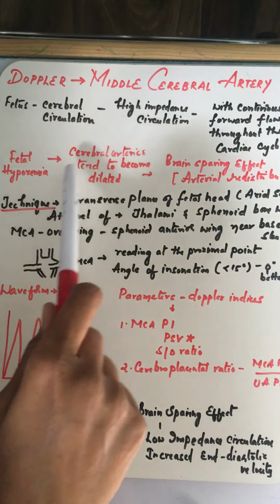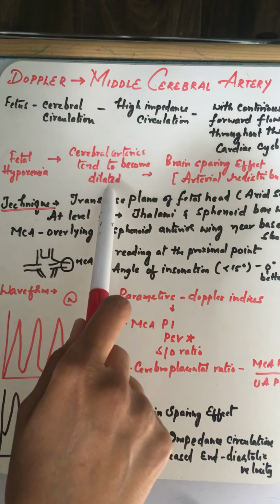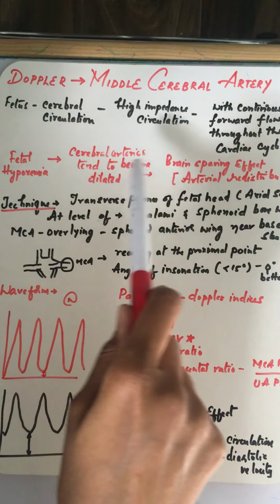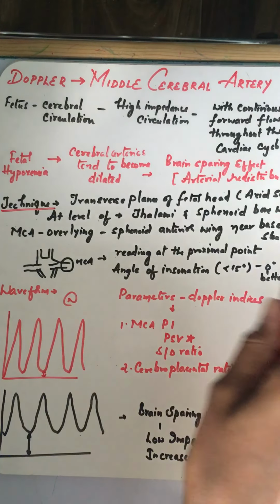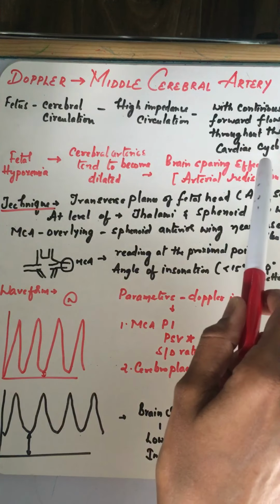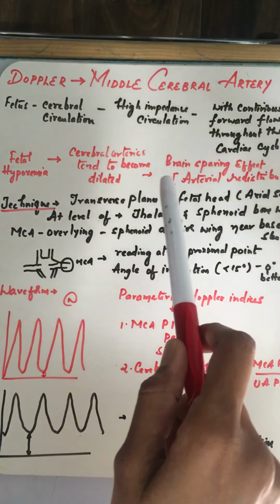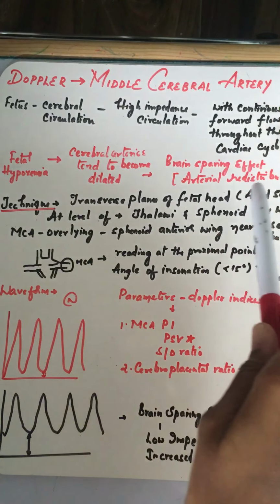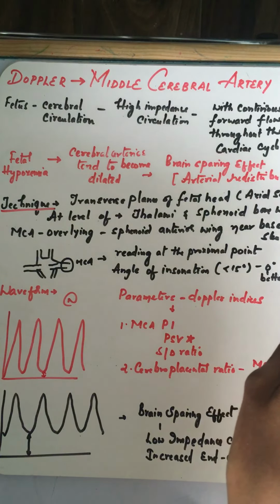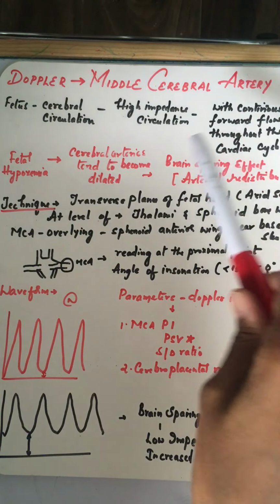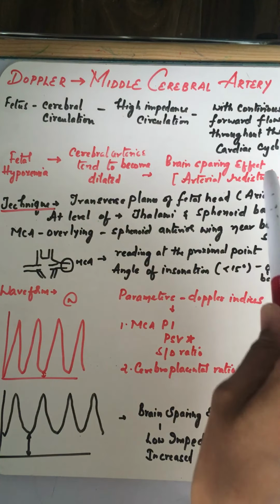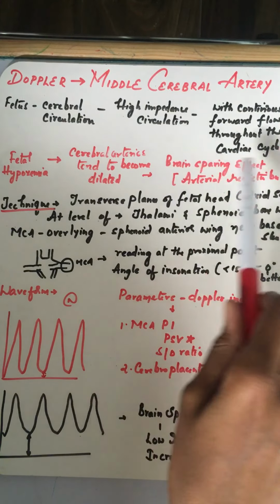Due to fetal hypoxemia, the cerebral arteries tend to become dilated. Due to this, resistance decreases and there will be arterial redistribution, and this is called the brain sparing effect. What happens in fetal hypoxemia? The body starts redirecting or redistributing the blood flow to the organs which require it most, that is the brain, adrenals and heart. For the brain, it's called the brain sparing effect.